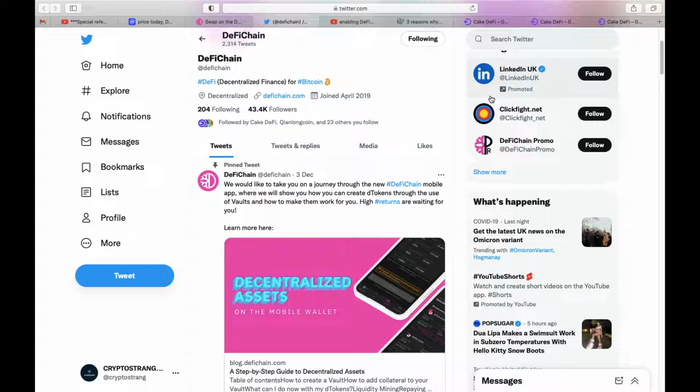Always very active on social media, pretty much all over social media, every sort of platform you can imagine. But this was big news back on 37. In fact, they've pinned the tweet. They basically said, take a journey through the new DeFi Chain mobile app. Okay, so they're constantly developing.